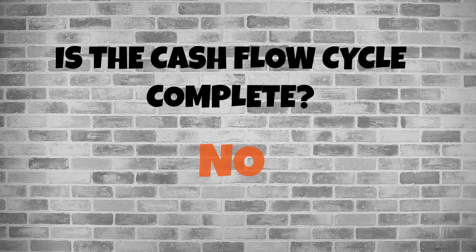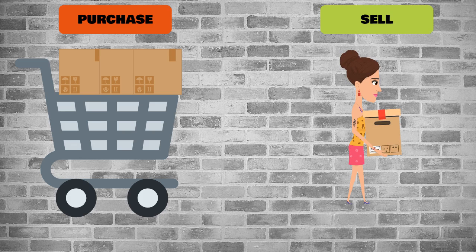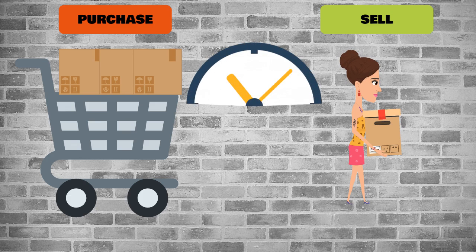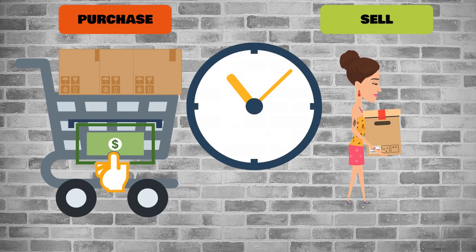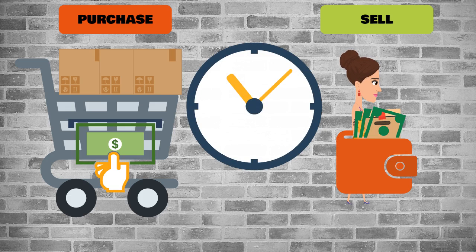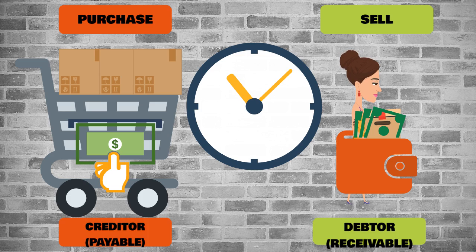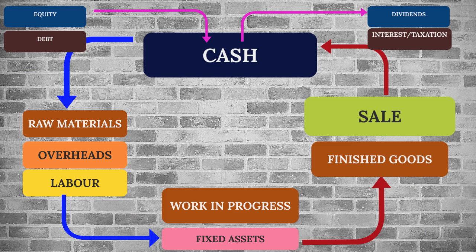The answer is no. This is because when the company purchases raw materials in bulk quantities, it will not pay the suppliers immediately. In the same way, when the company sells goods to its customers, it will not collect cash immediately from the customer. So, there is a time factor involved in making payments on purchases and receiving cash from sales. This creates creditors or accounts payable, and debtors or accounts receivable, in our cash flow cycle. Now, the cash flow cycle of the company will look like this.